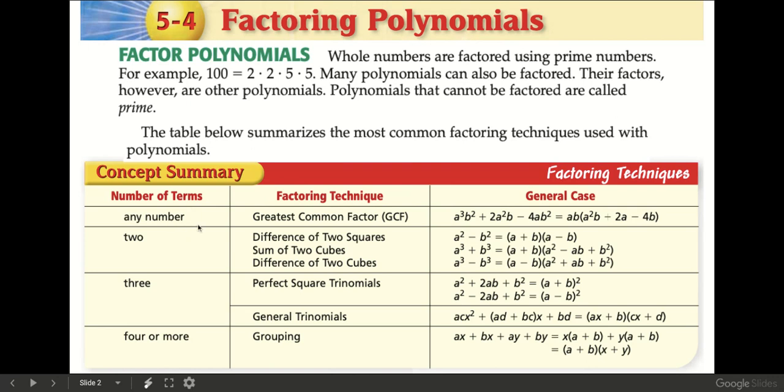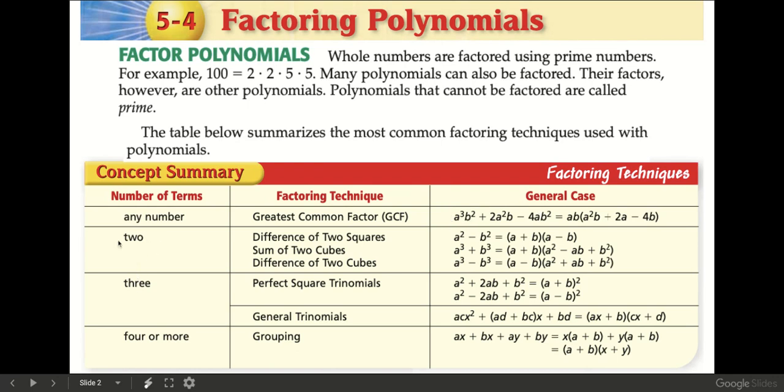If you have any number of terms, you always want to start with the factoring technique of finding the greatest common factor. If you have a polynomial like this one, you'll notice they all have a factor of a and b in common. If I divide a b from each one of these, in the parentheses you will find what's left over. I would have a squared b plus 2a minus 4b. And you can always check to see if it makes sense, because if I use the distributive property and multiply this back out, it would just give me this.